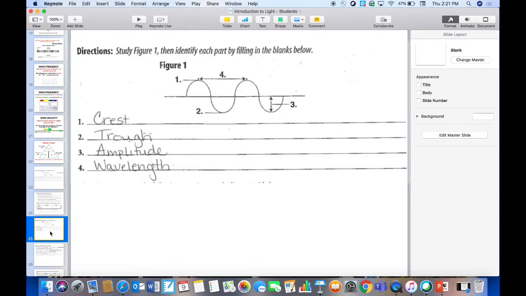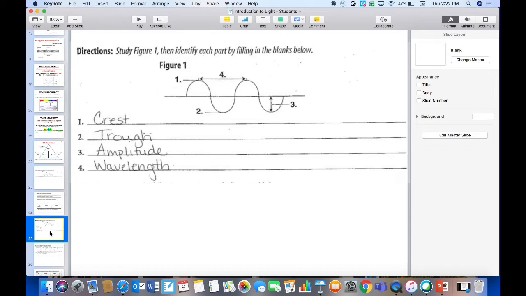Remember, amplitude could also be measured from the resting point to the crest, okay? So it can be resting point to crest or resting point to trough for measuring amplitude. Number 4, you should see that that's measuring wavelength.